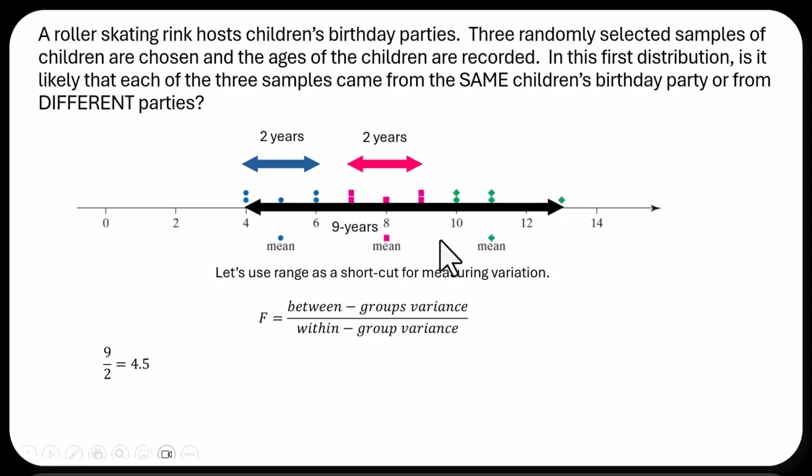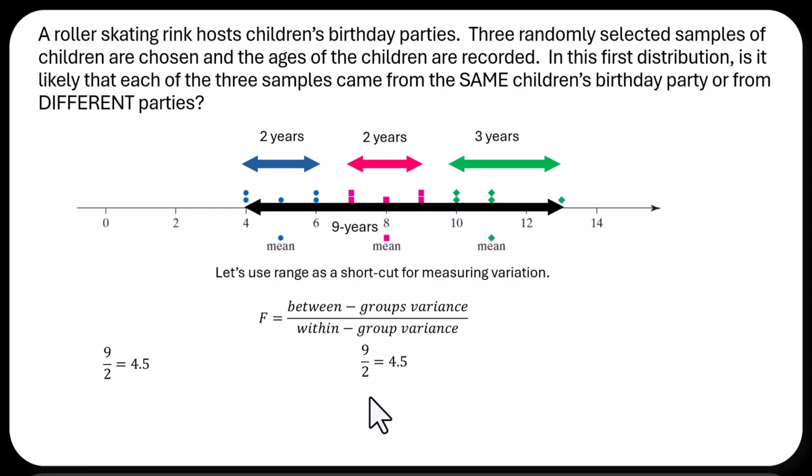We can do the same thing with the pink group. The range is 2 years. So again, the between groups variance is still 9, the range of the whole data divided by the range of just the pink group. So again, we have 9 over 2, or 4.5. So very different ranges, again hinting to us that maybe these data points came from different populations.